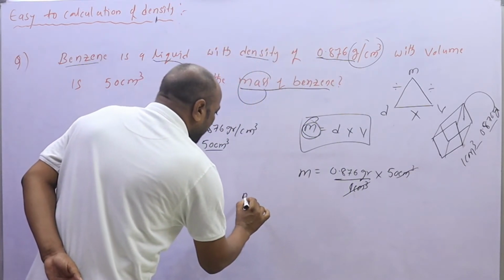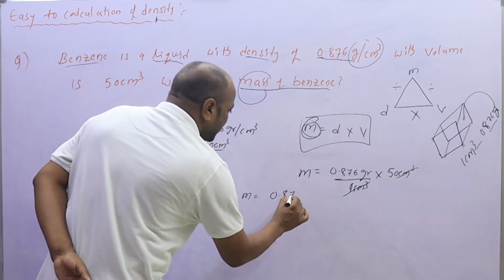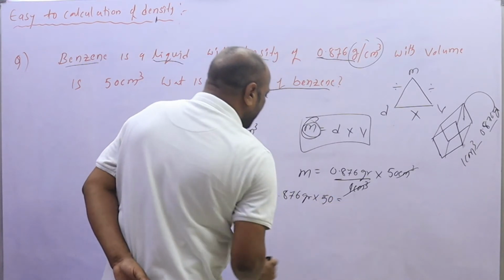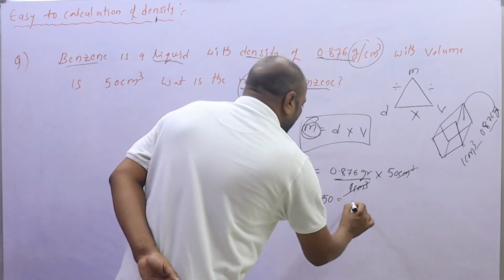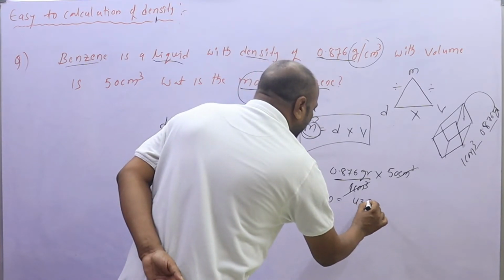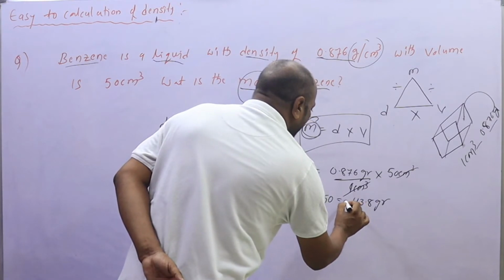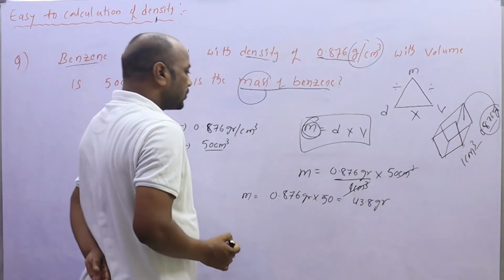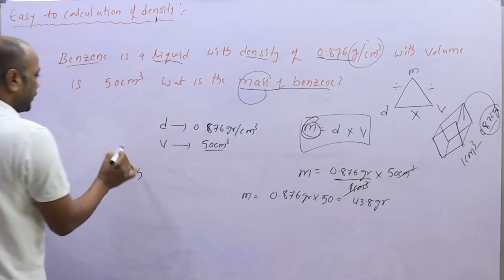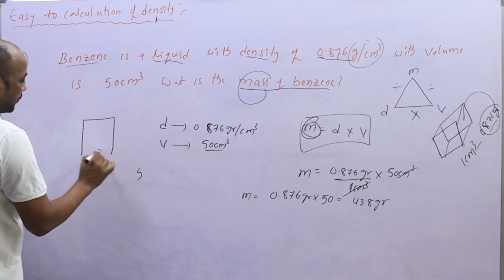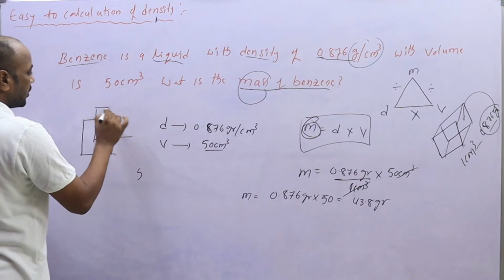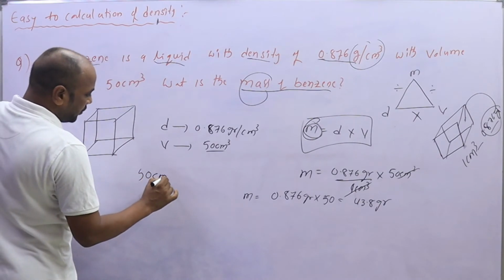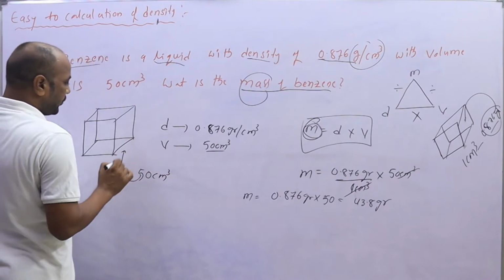So mass is equal to 0.876 grams into 50. It is almost 43.8 grams. 43.8 grams of mass. So 1 centimeter cube is 0.876 grams, and the volume is 50 centimeter cube. This volume is 50 centimeter cube.